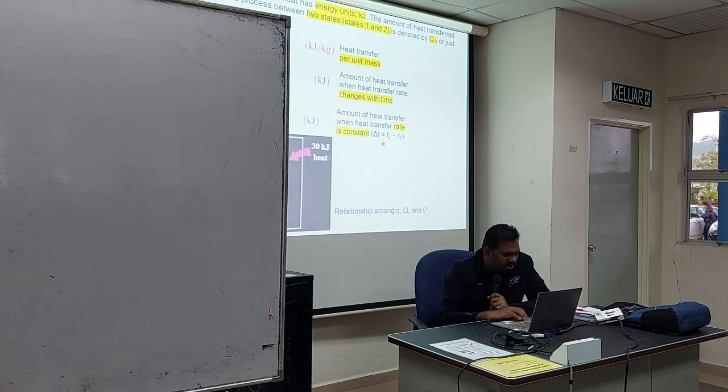Then you have, ini samalah. So you kali dengan masa, dia akan jadi Q. So the rate is constant. Okay, so boleh tengok dekat sini gambar kotak ni, how you can convert. Okay, so Q adalah 30 kilojoule because you are receiving the heat from the outside. So mass adalah 2 kg and the time adalah 5 second.